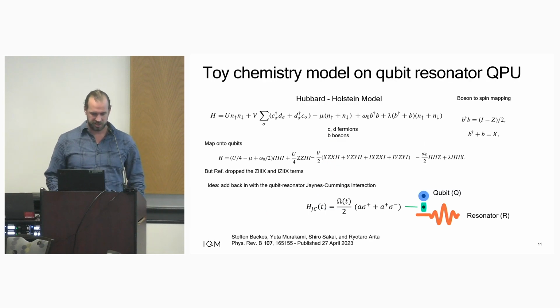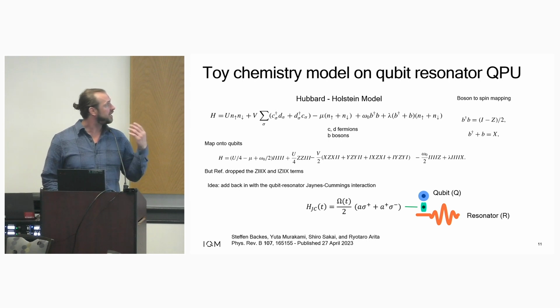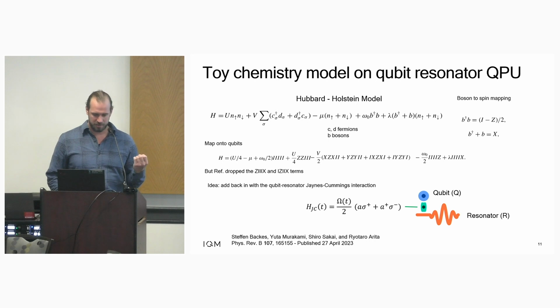To get a little more specific, in a more toy model, you can consider the Hubbard-Holstein model. Here is a particular reference where they took this model of chemistry, they mapped it onto qubits, and in this reference, they dropped some terms. These particular terms, we believe, could be represented using qubits and resonators in a Jaynes-Cummings-like interaction.